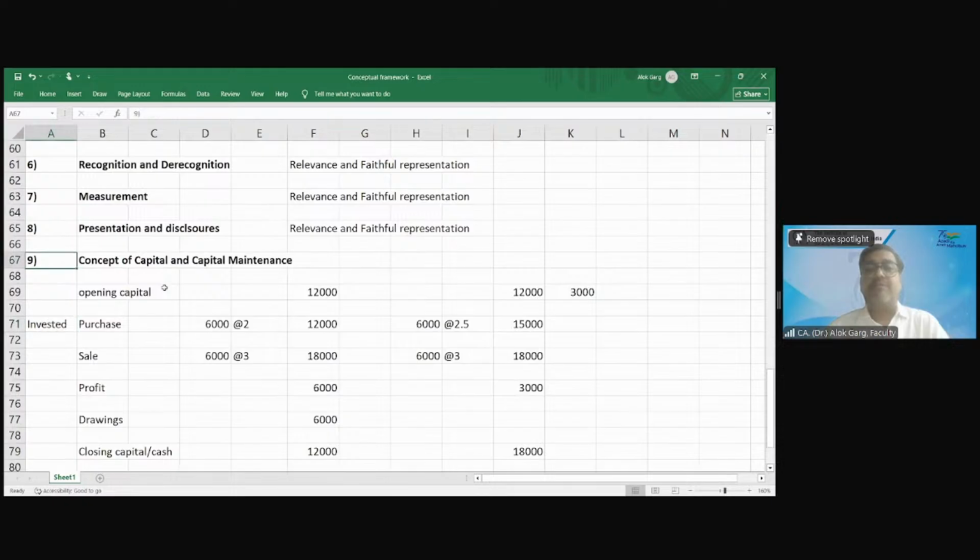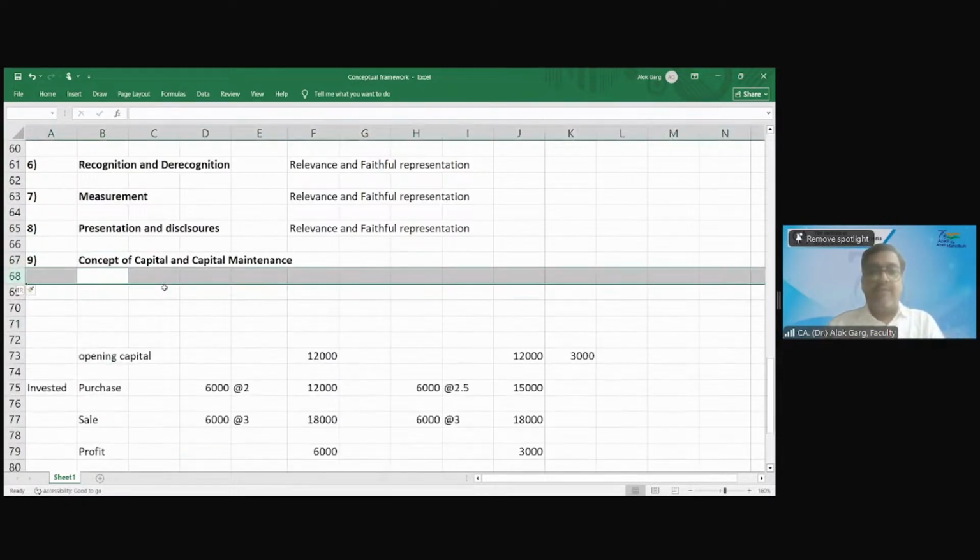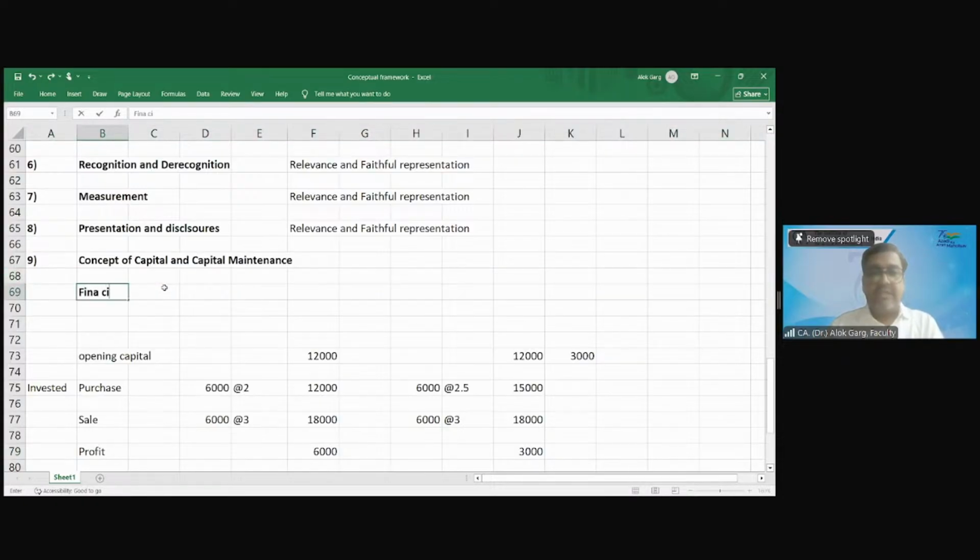Then we talked about the concept of capital and capital maintenance, and in this we talked about two kinds of concept: financial capital and physical capital. Right? There are two approaches of the financial capital, right? What are the two approaches? Nominal, historic and nominal value, and current purchasing power.